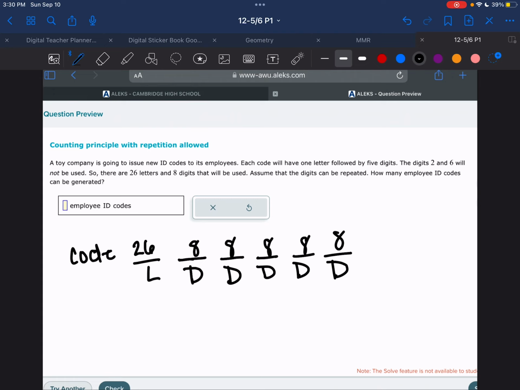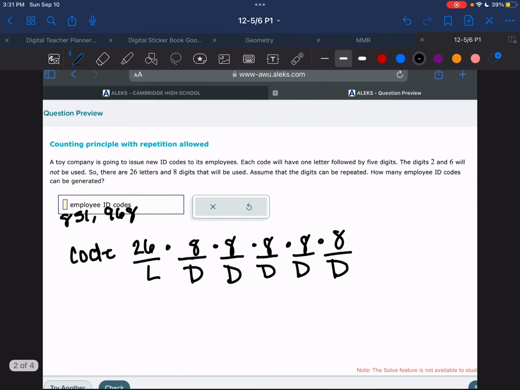How many different ID codes could be generated? Again, using that counting principle, we know that we need to multiply all of these together. So I'm going to have 26 times 8, 8, 8, 8, and 8, giving me 851,968 total options.